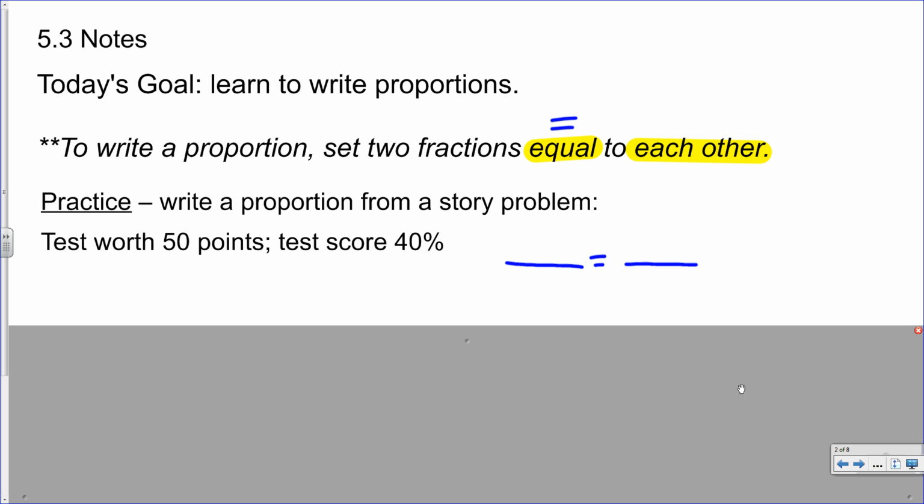And let's do the percent first. Percent, it's 40%, and this little percent symbol really means per. Percent means 100. So really this means 40 out of 100. So to write that, we would write 40 over 100. So then we need to use 50 for the other side. The test was worth 50 points.